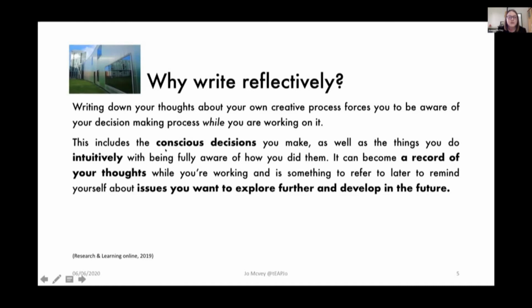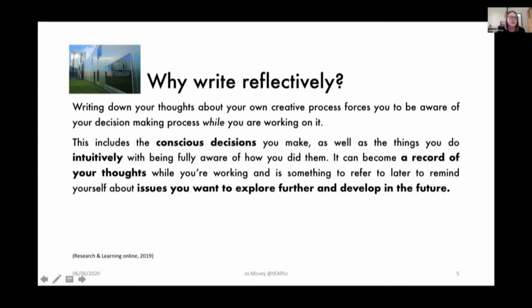So your conscious decisions. Now, of course, if I was in the classroom, I would probably be saying to you guys, I could even do it because we've got chat, what is a conscious decision? So a conscious decision is where you make that choice in that moment in time. But sometimes they're not conscious.